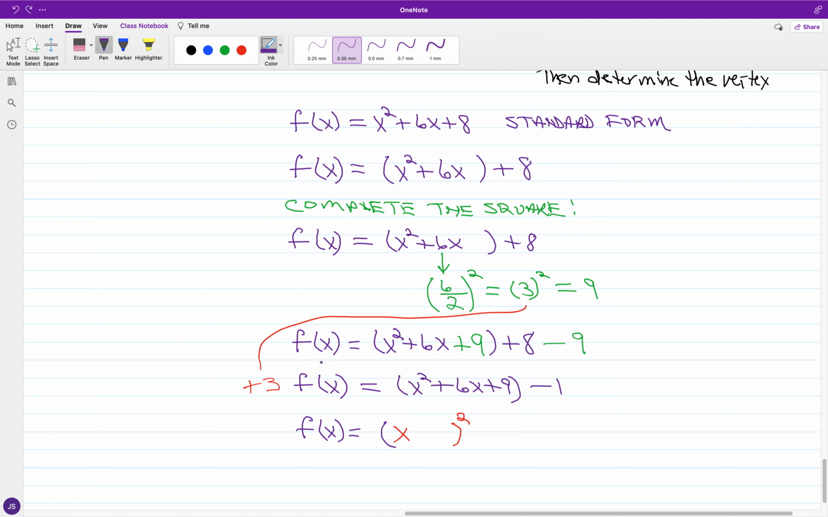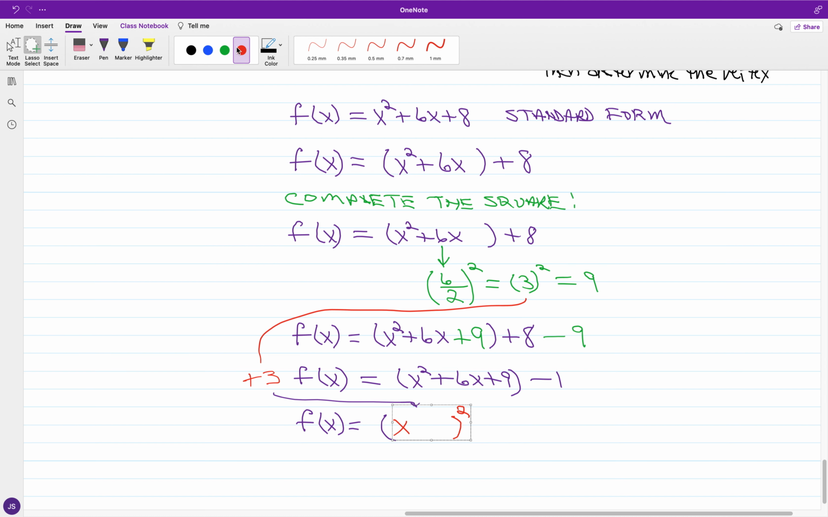So for what we have in this case, we have the square of x plus 3, followed by the subtraction of 1. All right, so for f of x, we have the square of x plus 3 minus 1. Okay, so this is going to be the vertex form.